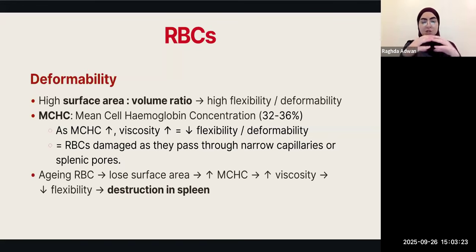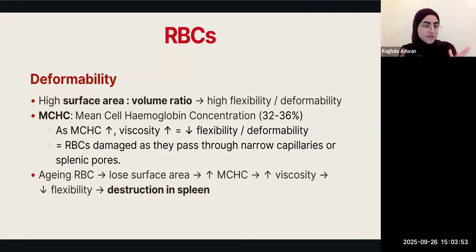It comes from the fact that it's shaped in a certain way, the biconcave disc. This shape gives it a very high surface area to volume ratio. Surface area is bigger as compared to its volume and size. So this high surface area to volume ratio allows it to be very flexible and allows it to deform. Now, the importance here is that as the red blood cell ages, why does it only last 120 days? Because as a red blood cell ages, it starts to lose its surface area.